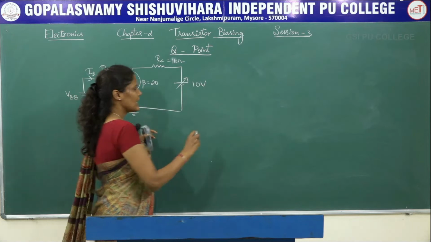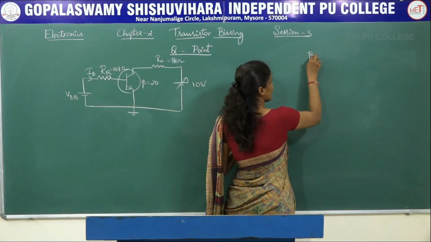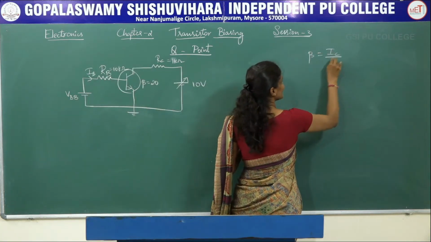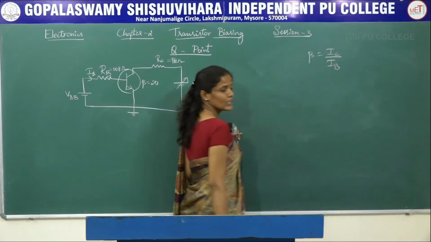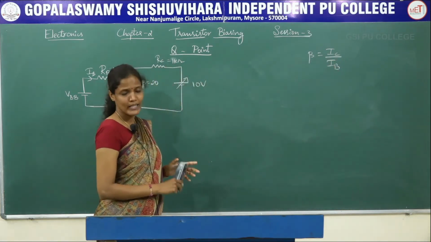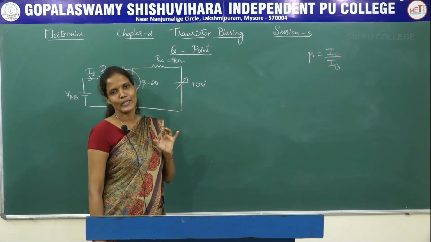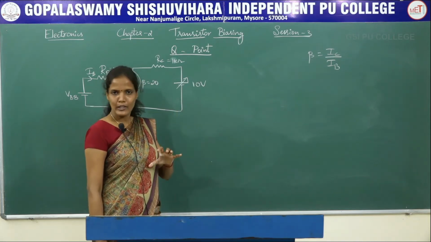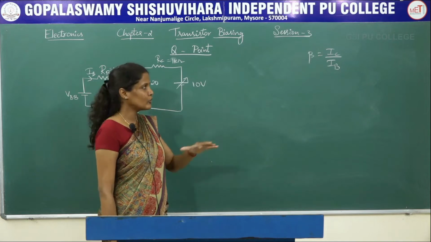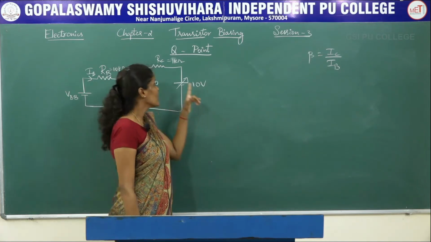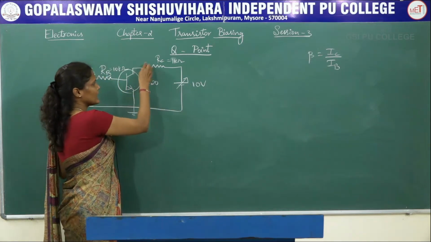For that we have this formula: beta is equal to IC by IB. For different values of IB, in the output characteristics as I already told you, the IB value will remain constant. So the IB value will be given. For that IB value we have to calculate IC. Once we know the IC value.